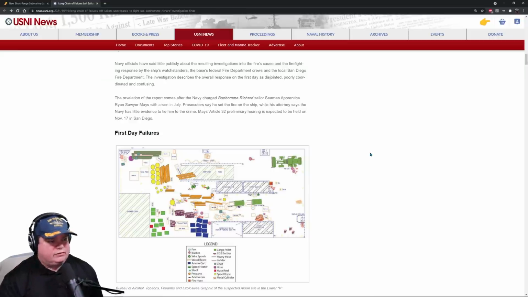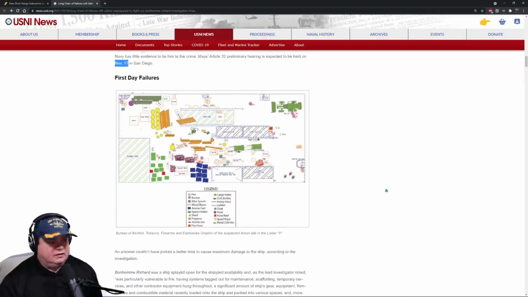The revelation of this report comes after the Navy charged Bonhomme Richard sailor, Seaman Apprentice Ryan Sawyer Mays, with arson last July. Prosecutors say he set fire to the ship, while his attorney says the Navy has little evidence to tie him to the crime. Mays' Article 32 preliminary hearing is expected to be held on November 17th. We will be covering this trial. I'm letting you guys know now. So keep an eye on that date. Remember November 17th. We'll be talking about him.